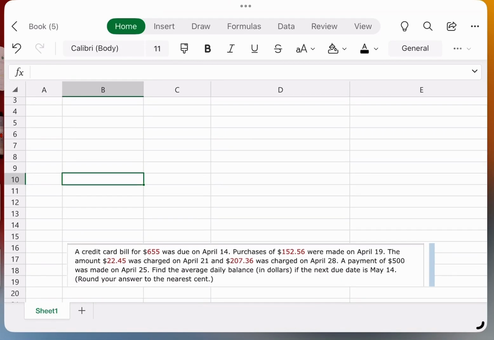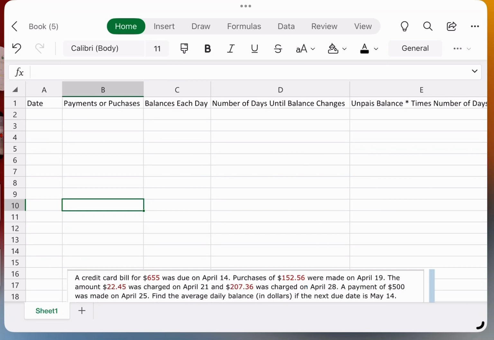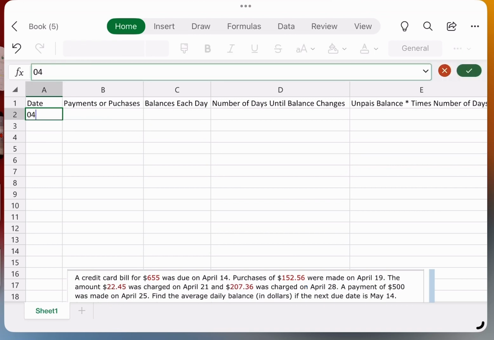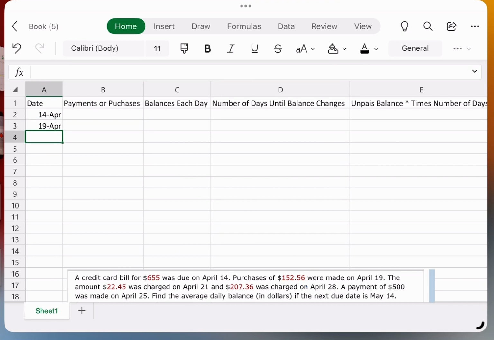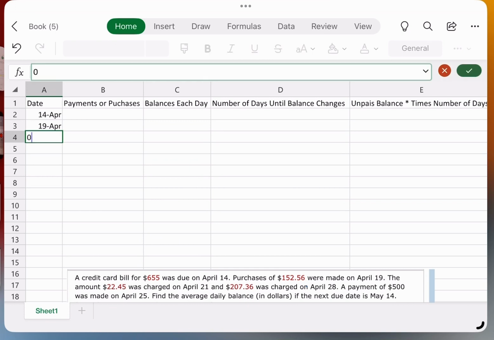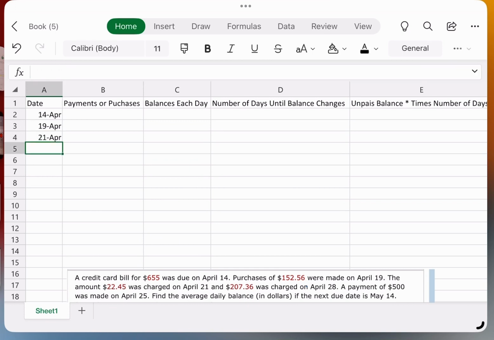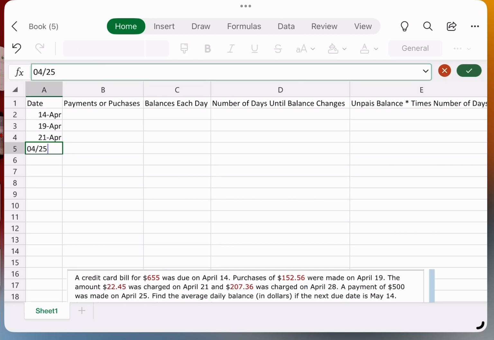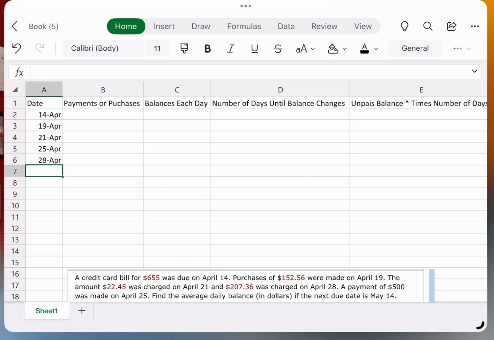So for this problem, what you want to do is make sure that you put all the dates in order. So for example, here we have that April 14 is when the bill opened, so April 14th, and then the next date is April 19th. So I'm just going to do all the dates first, and then it says April 21st, April 21st. Then the next date is actually April 25th, and then April 28th, and the next due date is May 14th.